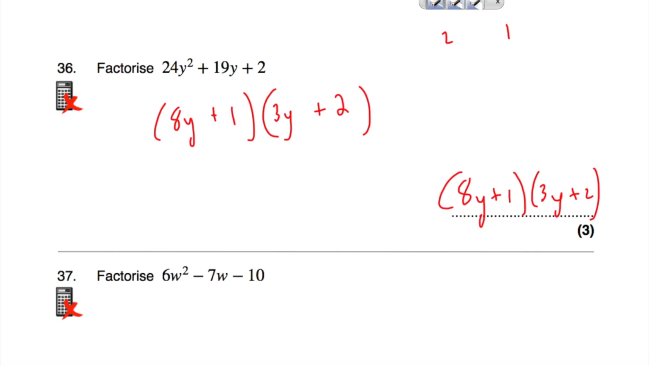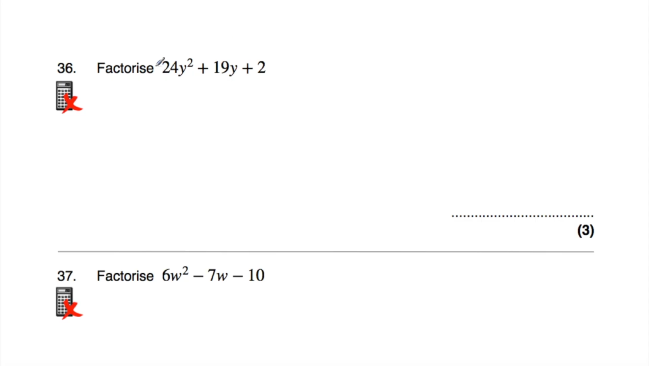Okay, so that's the inspection technique. Now let's look at split in the middle. If I wanted to factorize this using the split in the middle technique, I would take the a and the c and times them together. So I'm going to do 24 times 2, which is equal to 48. So I want to find two numbers that times together to be 48 and add together to be 19. I was thinking something like 24 and 2, but 24 times 2 is 48, and when we add them together, that would be too big.